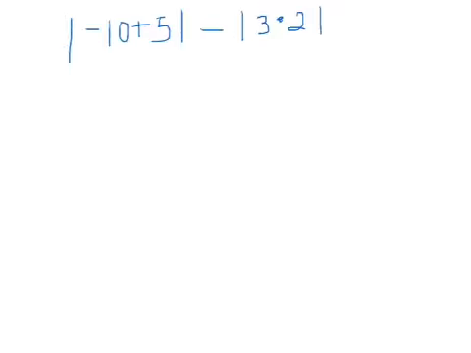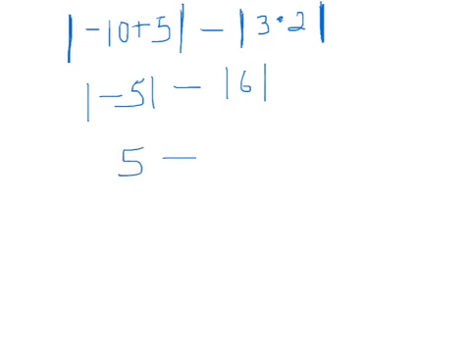And then finally, let's say we have some operations outside the absolute value. Again, absolute value symbols are like parentheses. You have to think about what's inside them first, and you have to pay attention to order of operations. So this is -5 minus the absolute value of -6. So the absolute value of -6 is 6. -5 minus 6, the answer is -11.